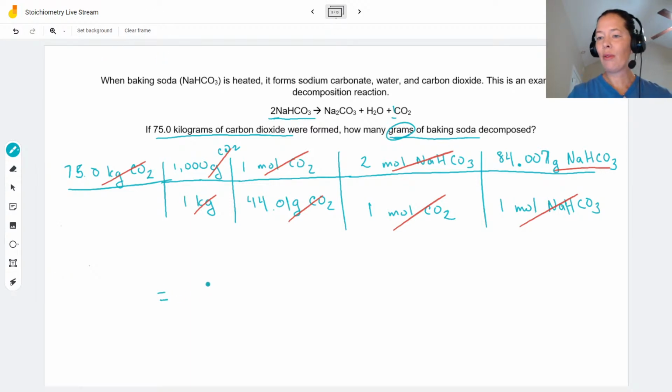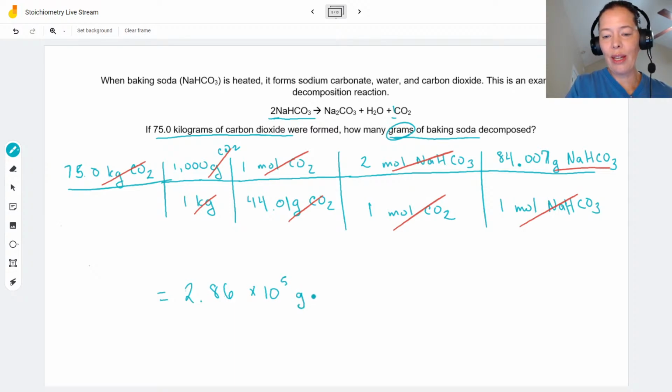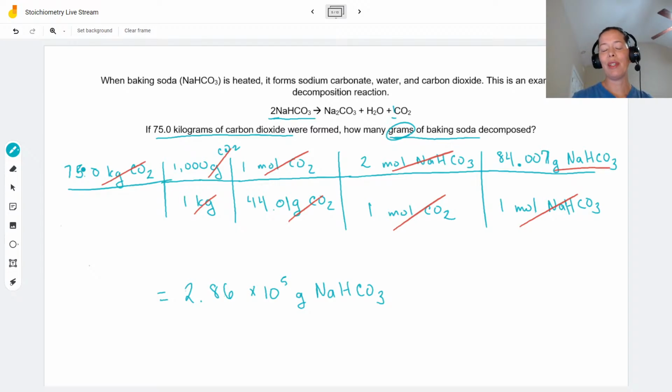And if I run this through the calculator, which I have already done, I get a whole lot of grams of baking soda. That's really illegible right there, isn't it? Okay, that is a 6. So 2.86 times 10 to the 5th grams of baking soda. But you would expect a large number. We did start with 75 kilograms of carbon dioxide. So I would be worried if that came out as 2.86 times 10 to the negative 5th, and I'd worry I had something flipped there.